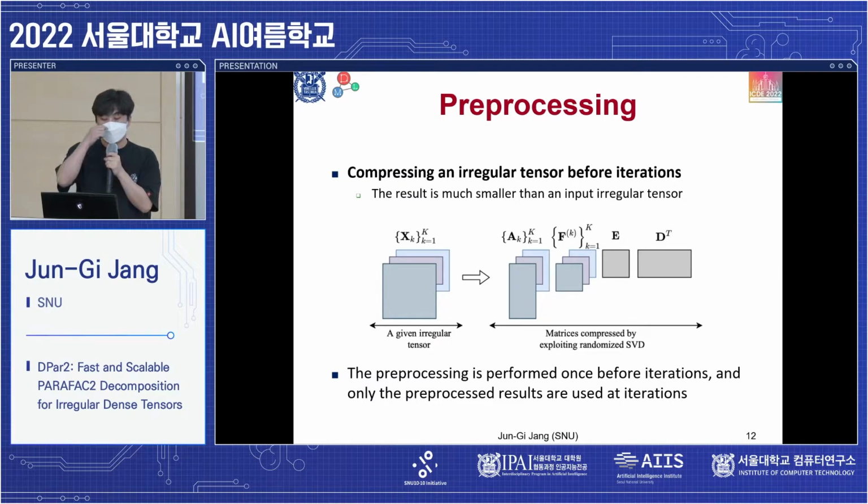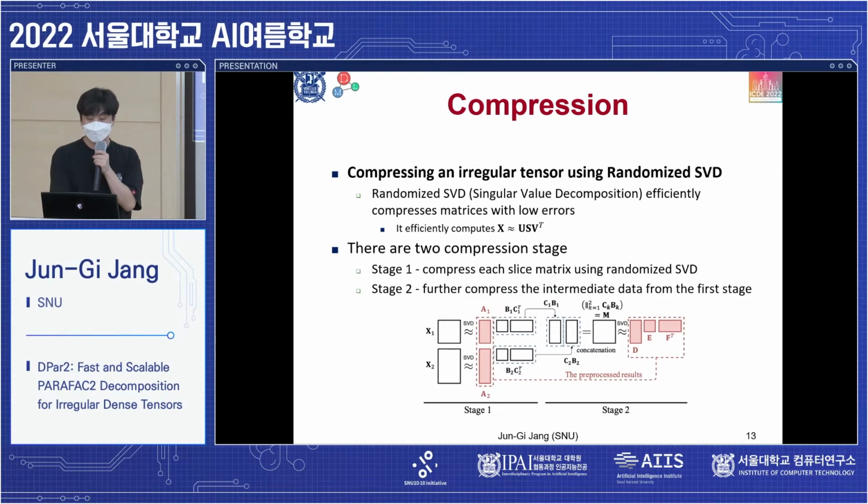Now I describe our proposed method in more detail. First, we compress a given tensor before iterations. The compression is performed only once before iterations, and only the compressed results are used at iterations. Note that the results are much smaller than the given tensor. There are two compression stages. In the first stage, we compress each slice matrix Xk using randomized SVD, which enables us to efficiently compress matrices with low errors. And the second stage further compresses the intermediate data obtained at the first stage.